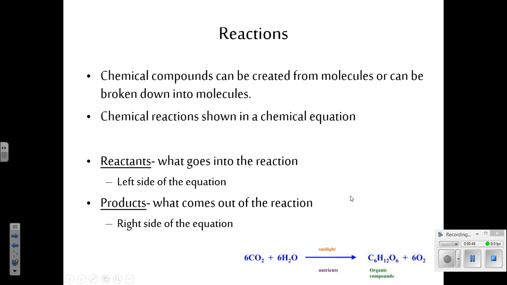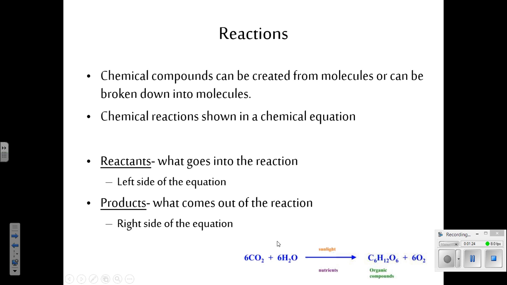And chemical compounds can be created from molecules, or we can actually take a compound and break it down into its separate components. So a chemical reaction is usually shown using what we call a chemical equation. This is an example on the bottom of the screen here of a chemical equation. All the reactants, or what goes into the reaction, can be found on the left side of the equation. So in this case, it's that CO2 and the H2O. And then the products, or what comes out of the reaction, are found on the right side. And in this case, it's C6H12O6 plus that 6O2.